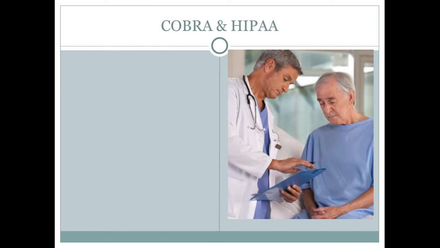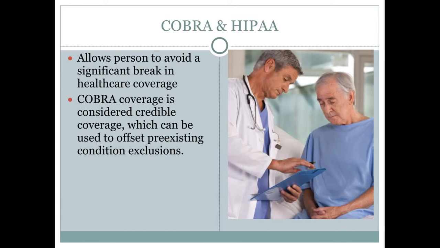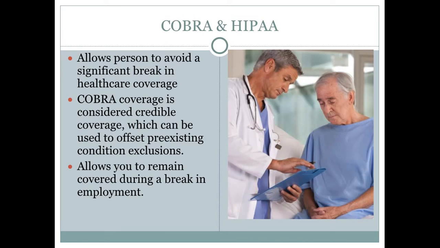There are a few things to know about Cobra in relation to HIPAA. First, Cobra allows a person to avoid a significant break in their healthcare coverage. Since Cobra coverage is considered creditable coverage, it can often be used to offset pre-existing condition exclusions. Finally, it allows you to remain covered during a break in employment, during a waiting period, or during a pre-existing condition exclusion period.